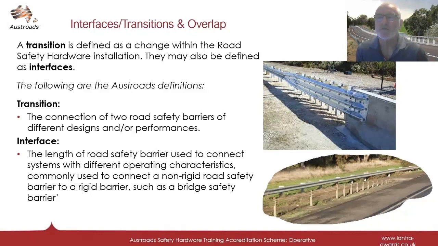Transition: the connection of two road safety barriers of different design and/or performance. Interface: the length of road safety barrier used to connect systems with different operating characteristics, commonly used to connect a non-rigid road safety barrier to a rigid barrier, such as a bridge safety barrier.